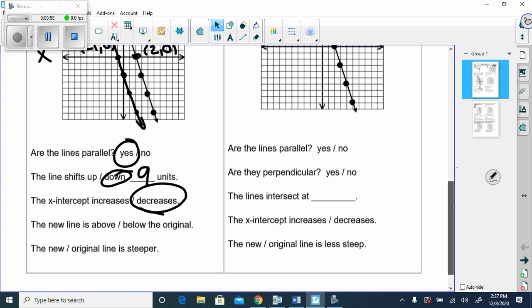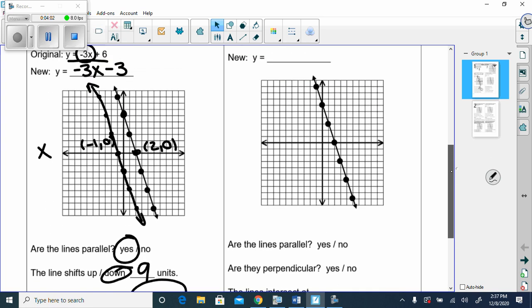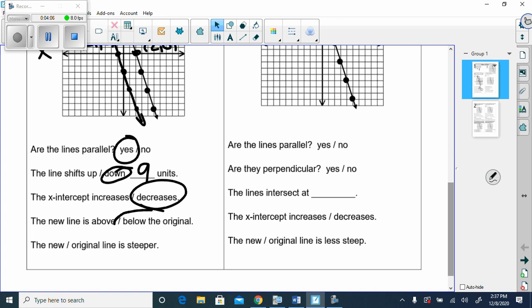Alright. And then it says, is the new line above or below the original? Good. Below. And is the new or the original line steeper? They're the same. Very good. Same slope. So neither, because they are the same.